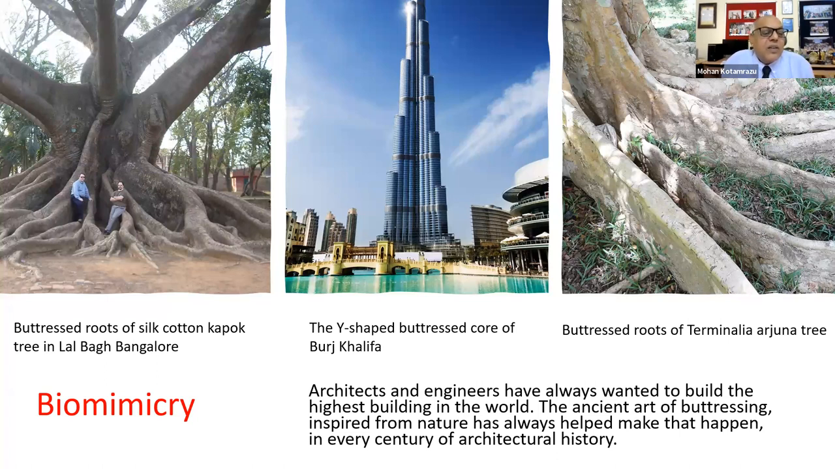And on the left-hand side, you can see the buttressed roots of the silk cotton kapok tree. This is a tree in Lalbagh, Bangalore, and if you go to Bangalore, you can see this. Similar silk cotton trees are there in Cambodia. These kapok trees grow even up to a height of 400 feet. To grow to such a great height, the tree has to have a proper arrangement of roots.